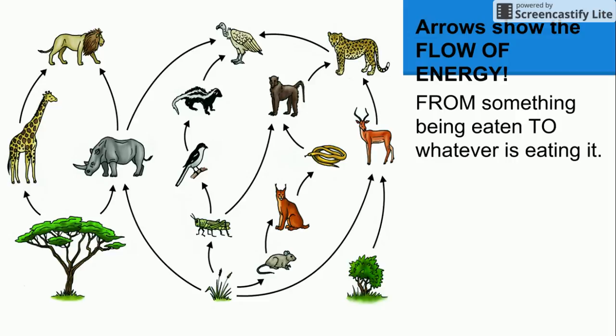So when we look at a food web, the arrows show the flow of energy from something being eaten to whatever is eating it. So you'll notice that in here it shows the giraffe and the tree. And the energy flows from the tree into the giraffe, so from something being eaten to whatever is eating it. And then once again to the lion, from the giraffe, the arrow flows from whatever is being eaten to whatever is eating it.